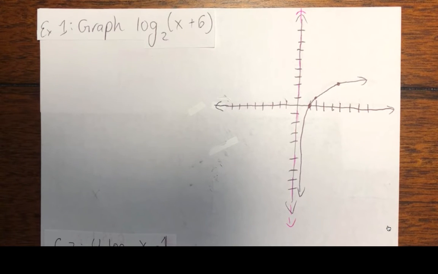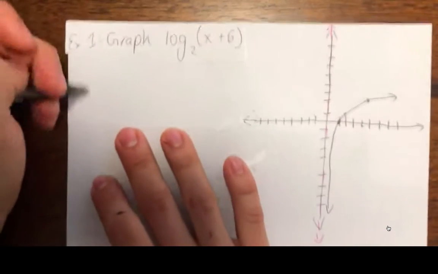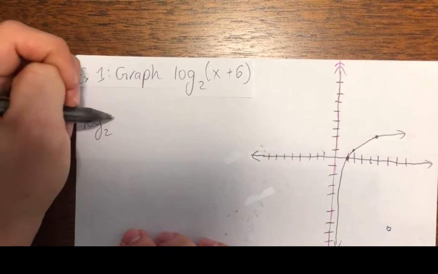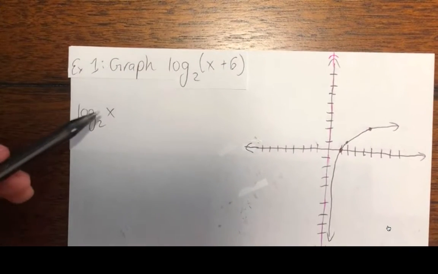All right, so for the first one, we're going to be graphing log 2 of x plus 6. Now what I have over here is the graph of the parent function. The parent function would be log 2 of x, all right? So that is the parent function.